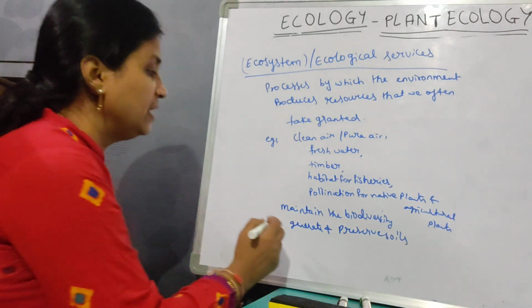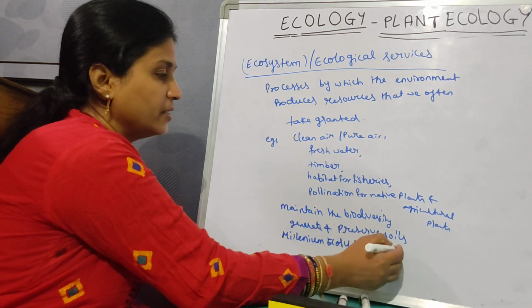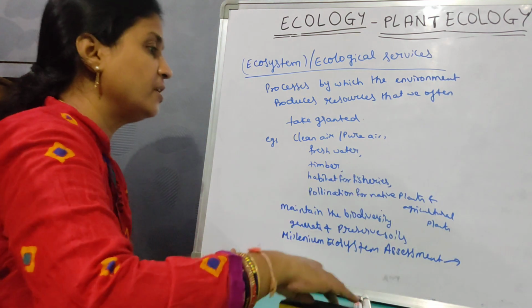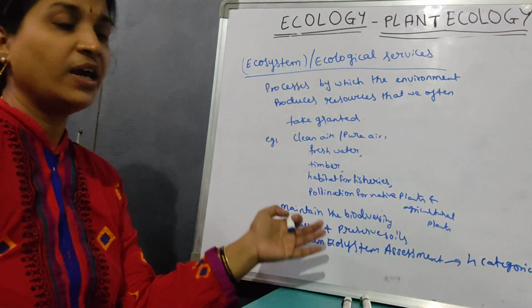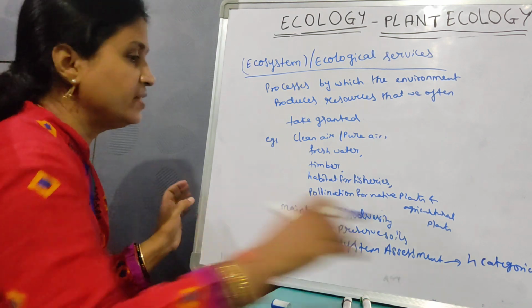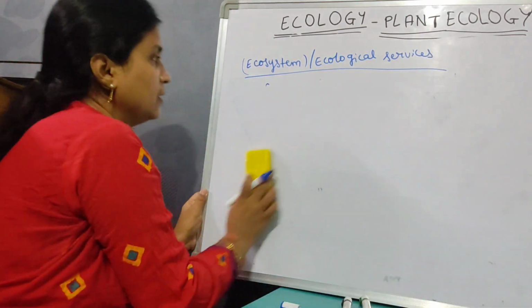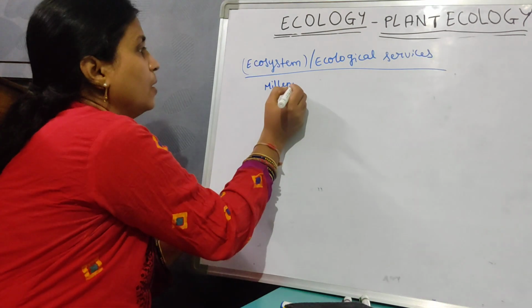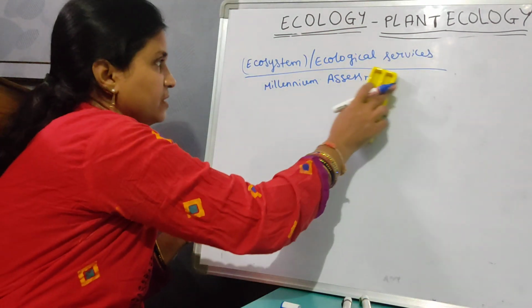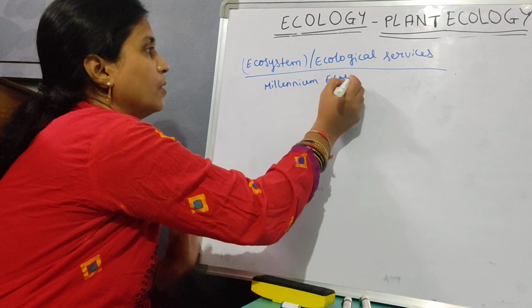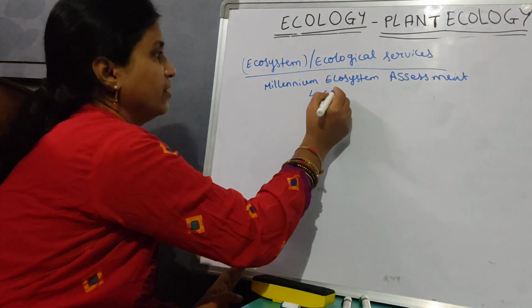Millennium Ecosystem Assessment has grouped these ecological services into 4 categories. What are they? Let's see.